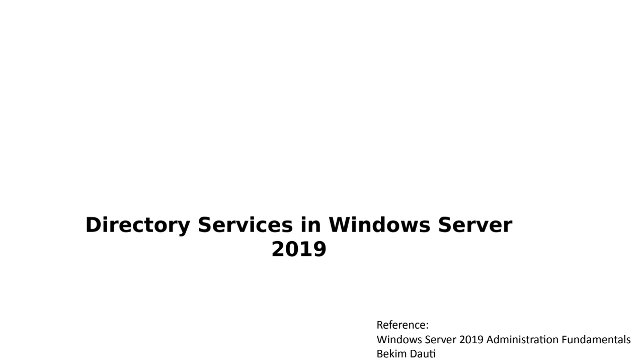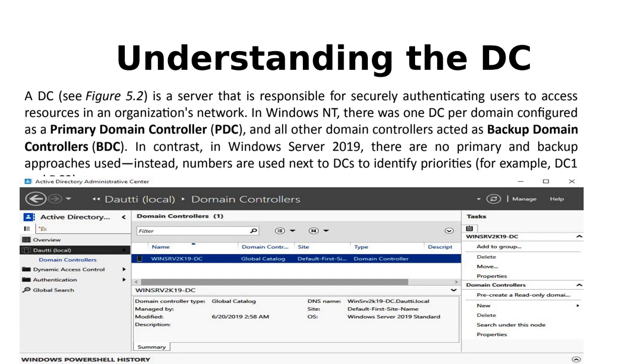Okay, in this chapter we are going to discuss Active Directory and Domain Controller in Windows 2019. What is DC? DC is the domain controller. Please follow on the slides. If you look here at the screen, the PowerPoint, this is a screenshot of a domain controller. The domain controller is responsible for securing authentication of users to access the resources in the organization.